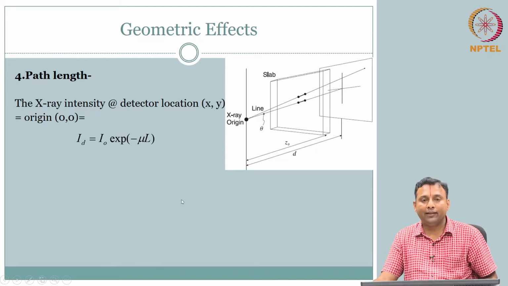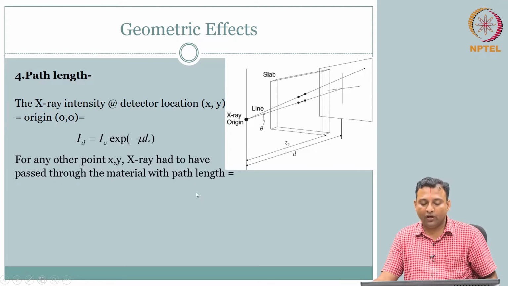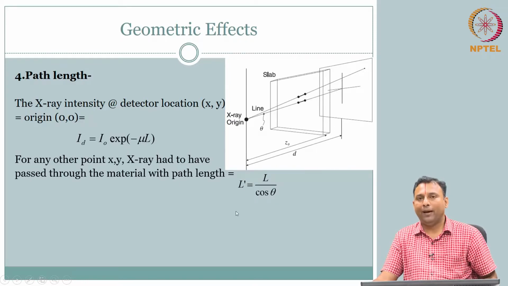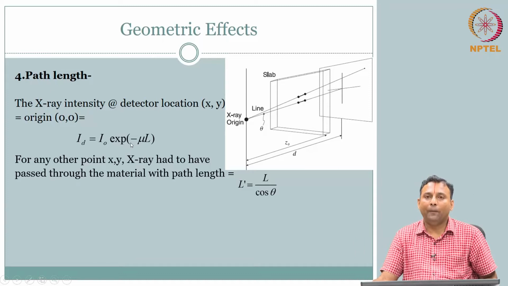You have some theta, so you can write that. For any other point x comma y on the right, you are going to have a path length, which we call L dashed, that will be L by cos theta. So now it is straightforward. At each location I am going to have L dashed as the path length. L dashed collapses to L if it is 0 degrees. Otherwise, this is how the cos theta is going to influence your path length, and that path length is going to influence your value at the detector using the basic law, clear.